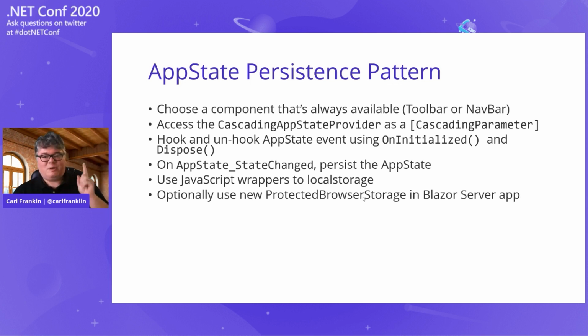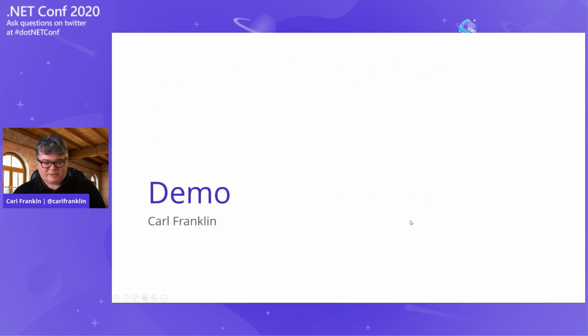Now, you only want to do this in one place. That's why you've got to choose one component. We're going to use a JavaScript wrapper to local storage. And then I'm going to show you how to use the new protected browser storage in a Blazor server app. And yes, it only works in a Blazor server app.